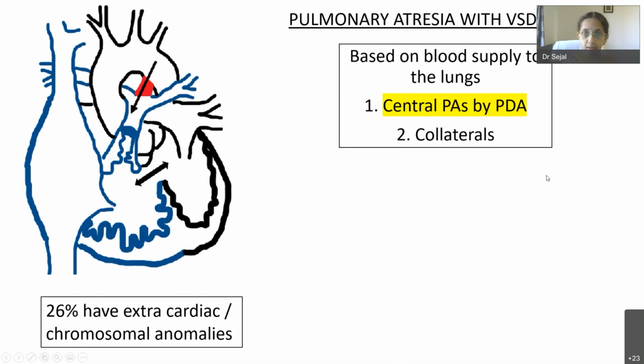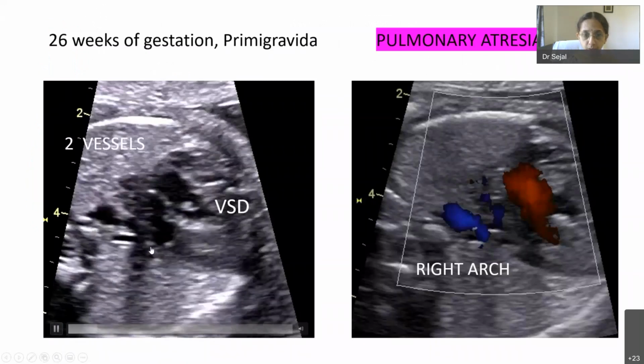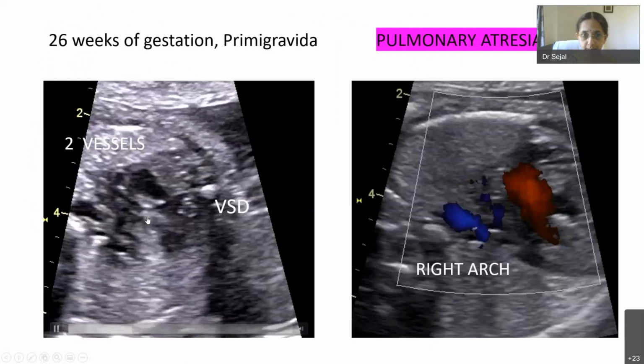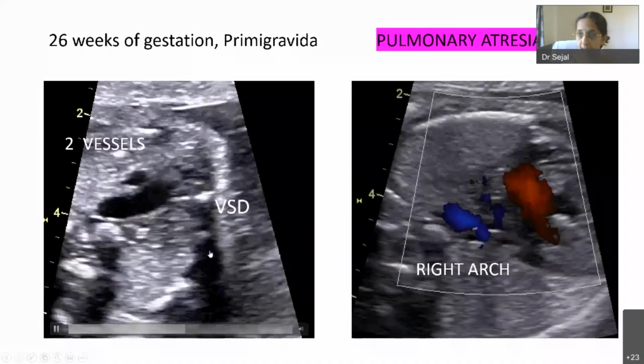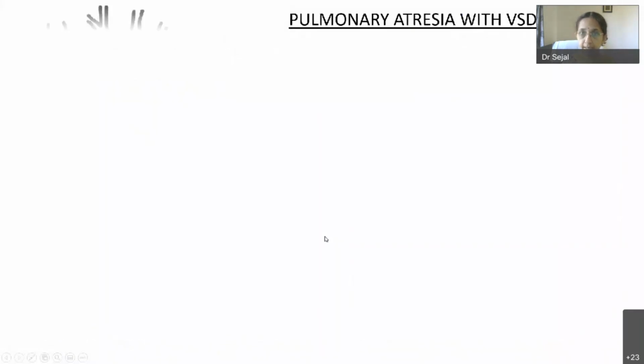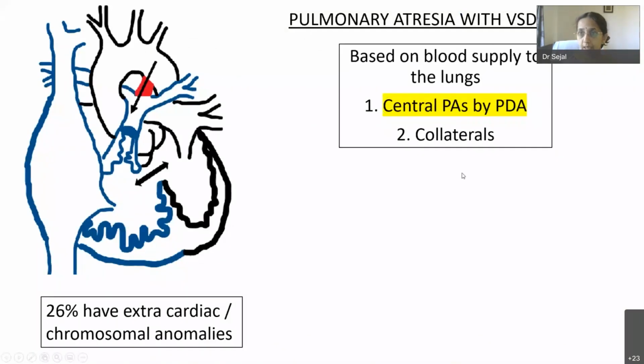Actually, in this baby, you can see the central PAs. When you go to the three vessel view, you can see just before that, these are the branch PAs. This one and this one. So this baby does have a confluence. When I have a confluence, it makes me feel that I'm probably going to fall into this category, where I have central PAs which are supplied by a PDA, unlikely to be collaterals.